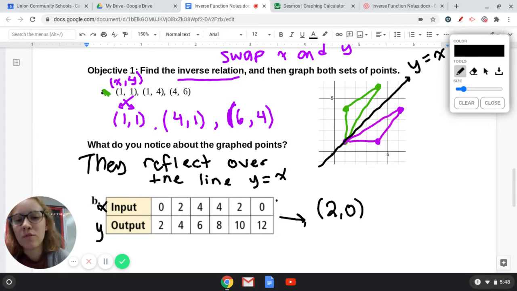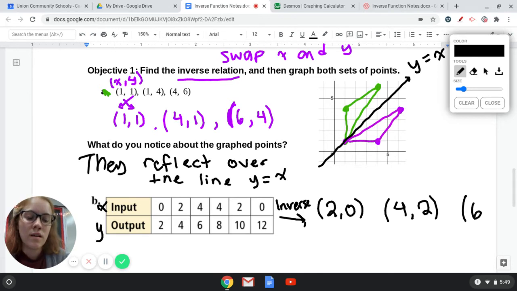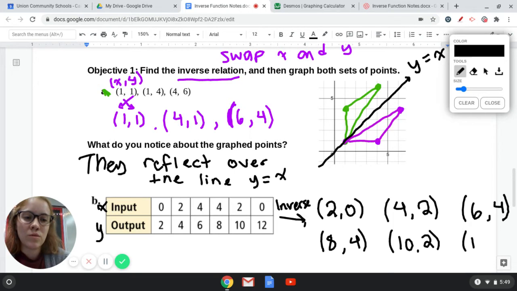So I'm going to draw an arrow. I'm going to write inverse so we know what we're doing. So the inverse is (2, 0). What's another point? This point is (2, 4). So if we switch that x and y, this is going to be (4, 2). The third point is (4, 6). So if we swap those x and y values, we will get (6, 4). And then our next one is (4, 8). So our inverse will be (8, 4). And I'll keep going. The next one will be (10, 2). And then the one after that will be (12, 0). All we're doing is switching those x's and those y's.